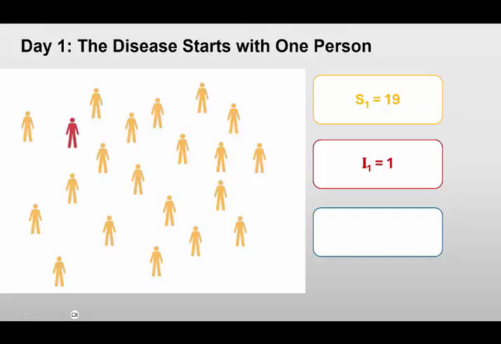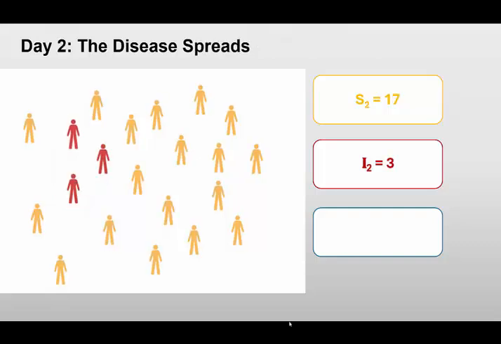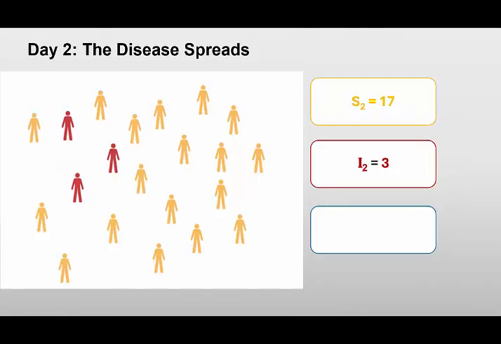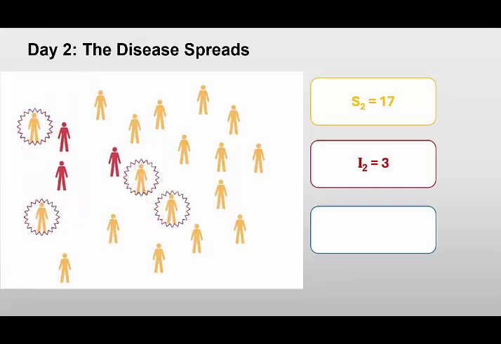As this one person comes in contact with others in the population, more people will become infected. So now, on day 2, notice the subscripts have changed to S2 and I2. We have 3 people in the infected group and only 17 in the susceptible group. On day 2, these 3 people will come into contact with even more people, and the disease will spread further.